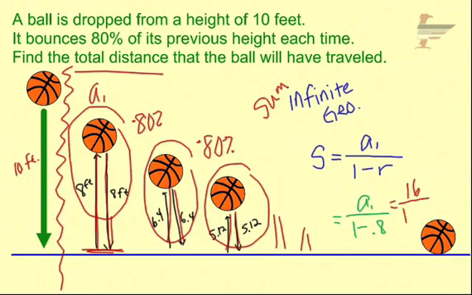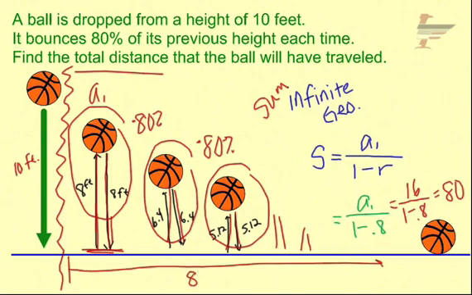So 16 over 1 minus 0.8 gives us 80 when we do that math. So what we're finding is that from here all the way out is 80 feet. And we want the total distance that the ball traveled. So we do still have this initial drop of 10 feet that we have to consider. So it drops 10 feet, and then it does the infinite geometric series of 80 feet. So we're going to add those two numbers together, 10 plus 80. This ball is going to travel a total of 90 feet.